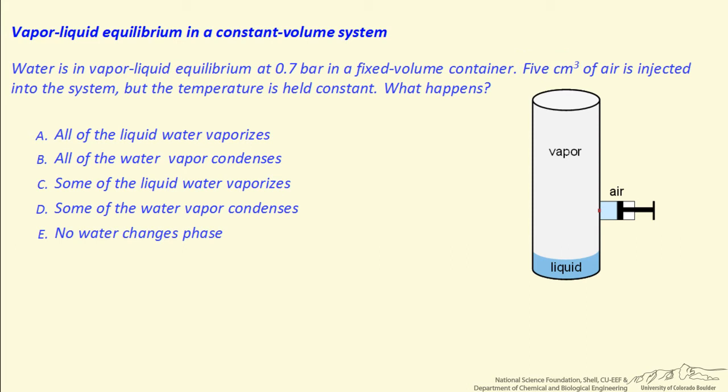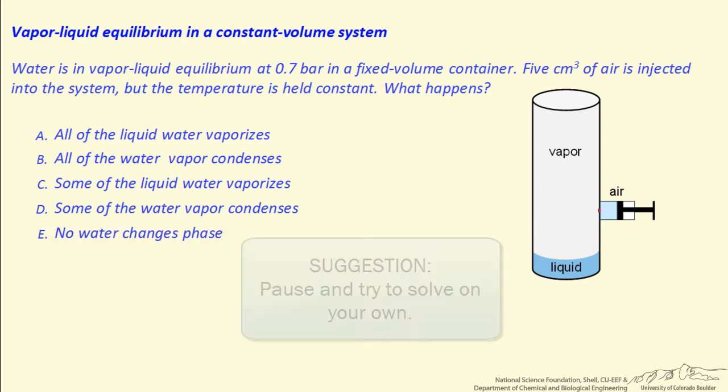And we're given 5 possibilities here. One, injecting the air causes all of the liquid water to evaporate into the vapor phase, or it causes all of the water vapor to condense, or some liquid water vaporizes, or some of the water vapor condenses, or essentially nothing happens, where there's no water changing phase.